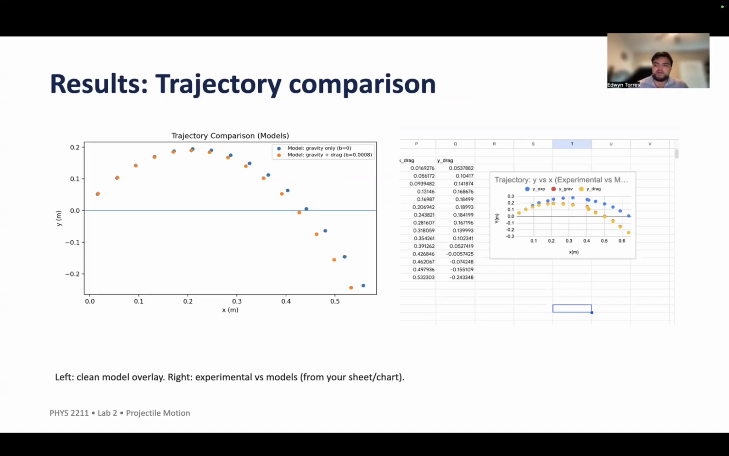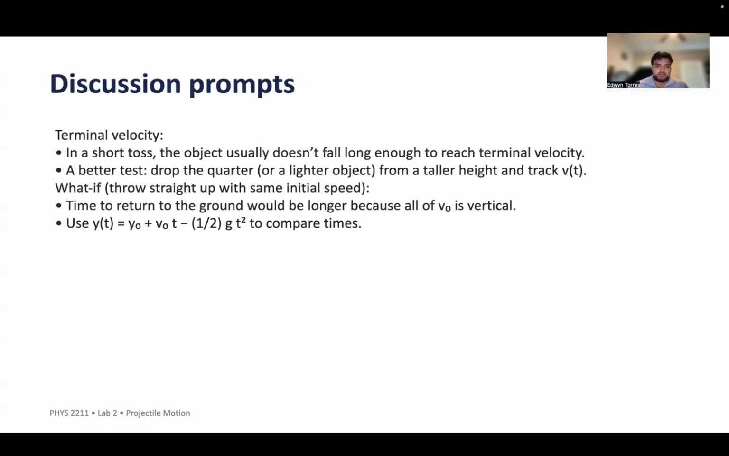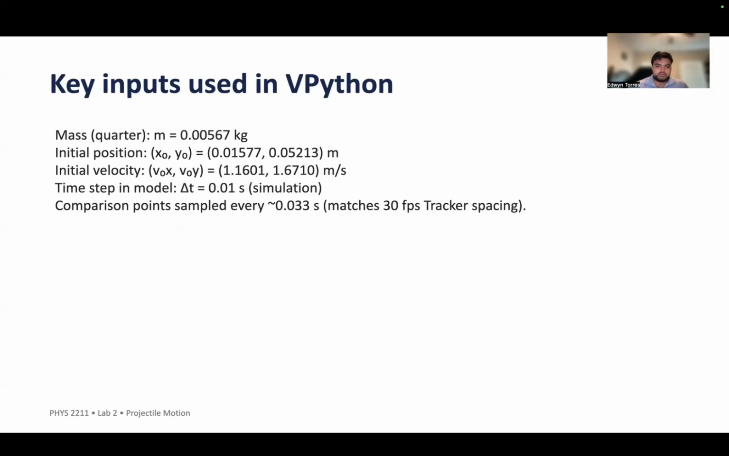When I compare all three on the same chart, the experimental data is the real motion from Tracker. The gravity only model is close, but it starts to drift away from the real data. The gravity plus drag model matches better because drag reduces the motion over time, especially as speed increases. So overall, the drag model is more realistic. These are the key inputs I put in the Python Glowscript.